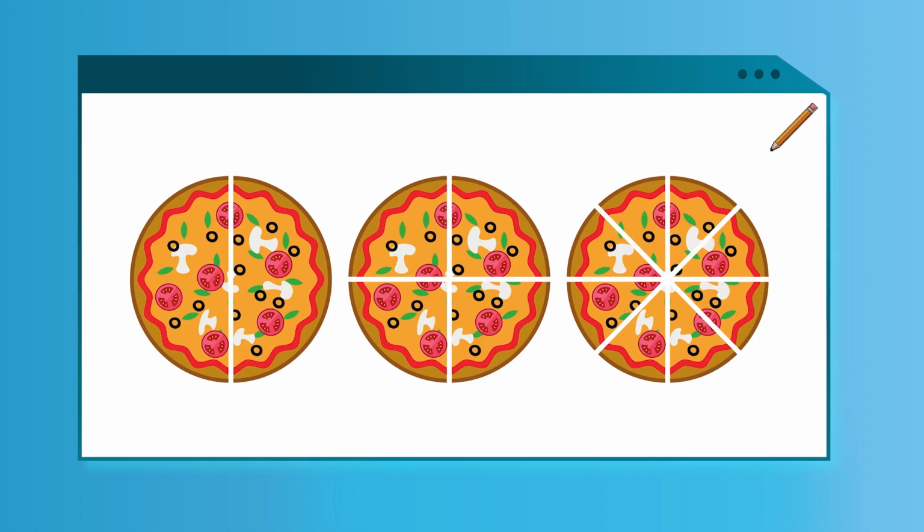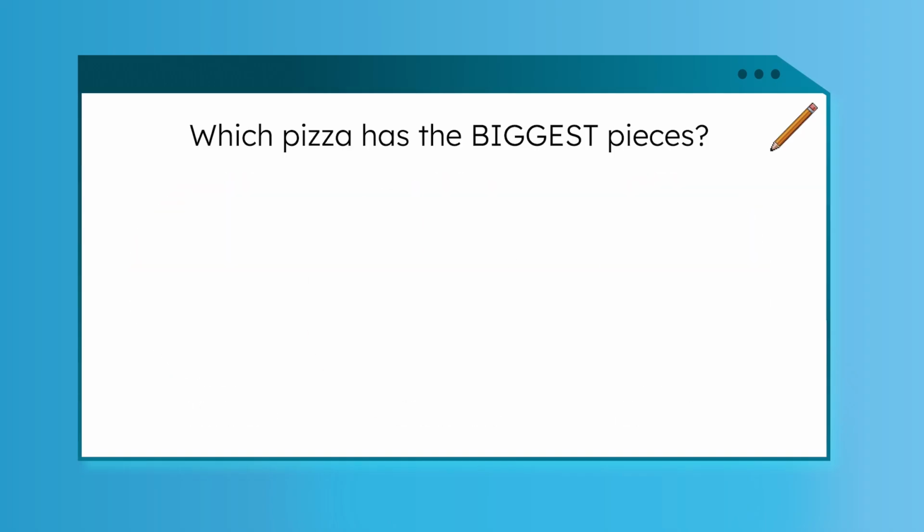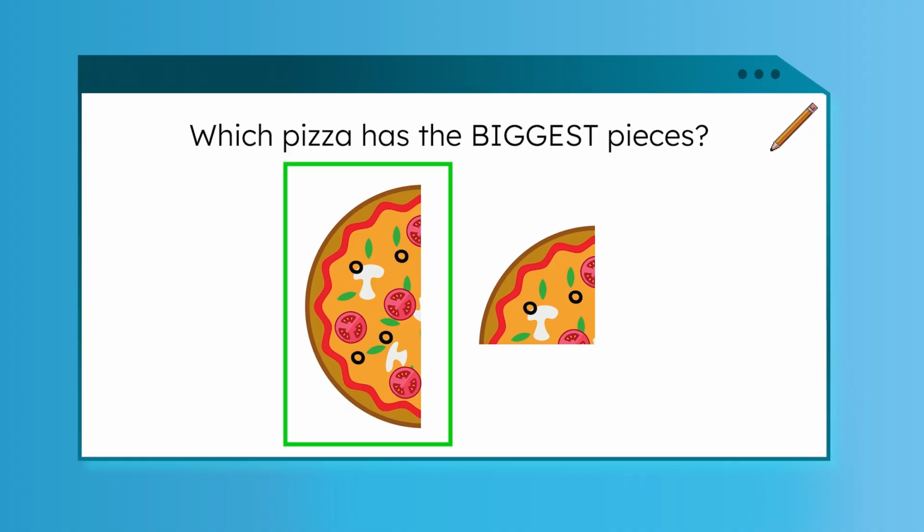We have 3 pizzas of the same size here, and they have been divided into halves, fourths, and eighths. Before breaking them apart to compare their pieces, can you tell which one has the biggest pieces just by looking at them? With the squares, the 1/2 piece was the largest piece we worked with, and the 1/8 piece was the smallest. Maybe it will be the same with our circle-shaped pizzas. If we start by comparing 1/2 of the pizza to 1/4 of the pizza, which piece is larger? You're right. It's 1/2.